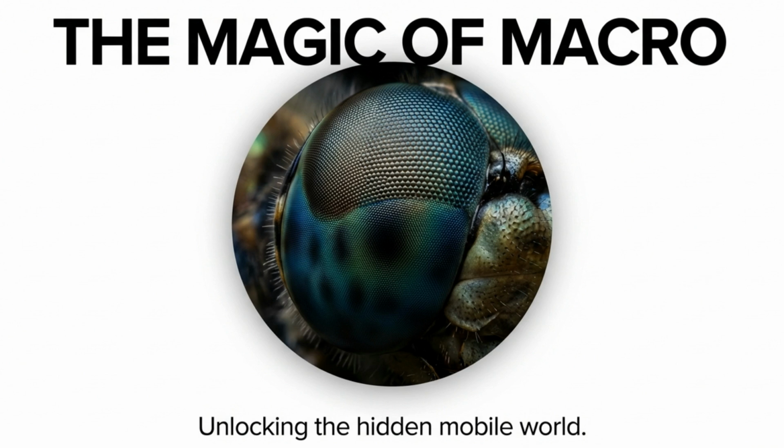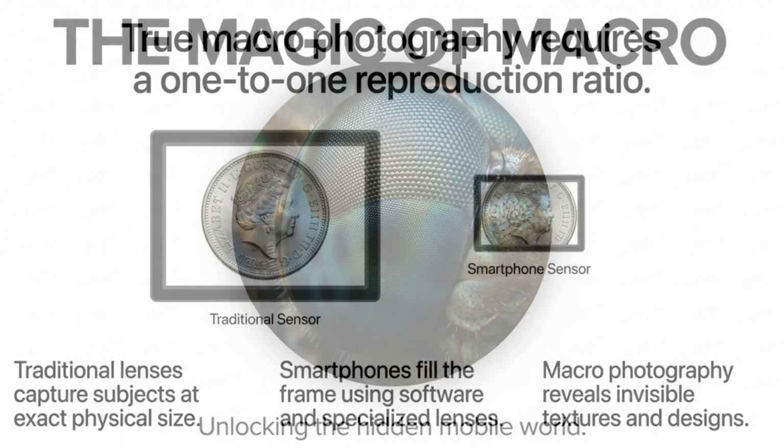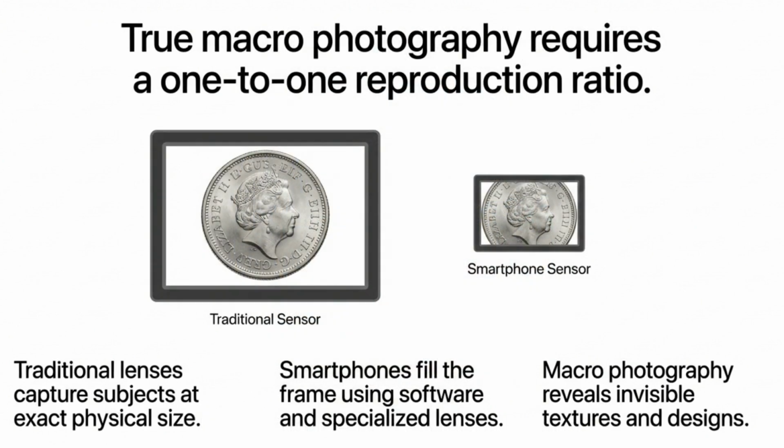Welcome to the magic of macro, unlocking the hidden mobile world. In this video, we'll discover how to take stunning close-up photographs using just your smartphone camera. True macro photography requires a 1-to-1 reproduction ratio. While traditional lenses capture subjects at exact physical size, smartphones use specialized lenses and software to achieve a similar effect, revealing invisible textures and designs.